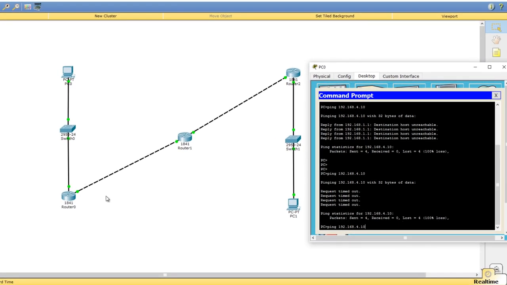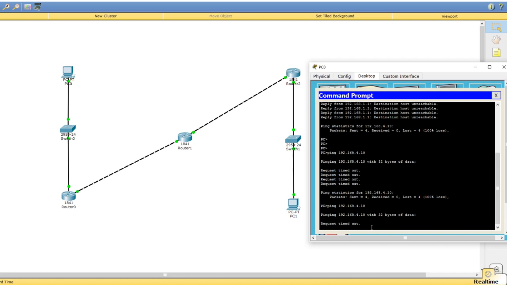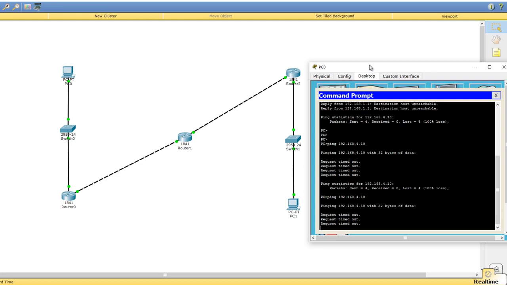Because all the intermediate devices now know how to reach the 4.0 network, and specifically how to reach the 4.10 host, right? That is this computer. But will it ping? Right, if you said no, you're absolutely right. So what happened? Like I said, ICMP is a protocol that works with two-way communication. You send a message, it needs to get a reply back. And that's how routing is.